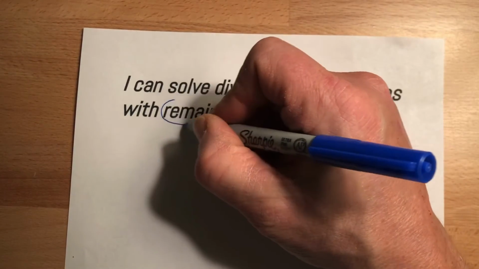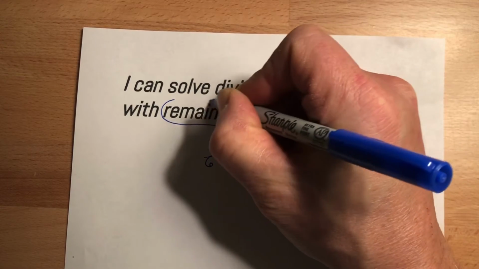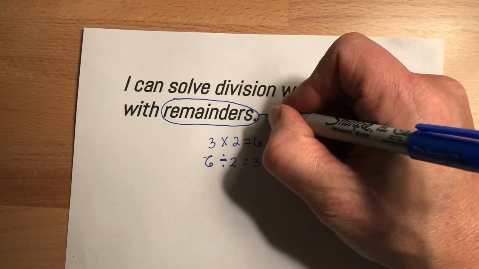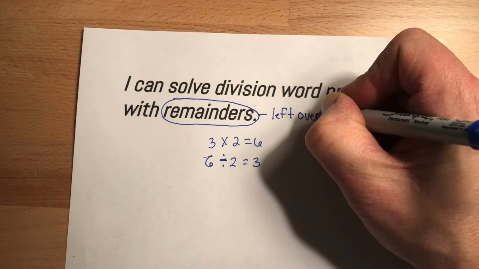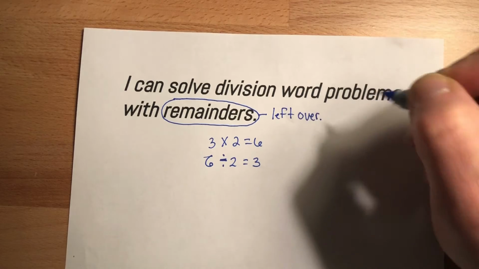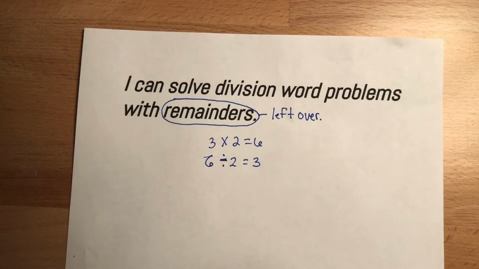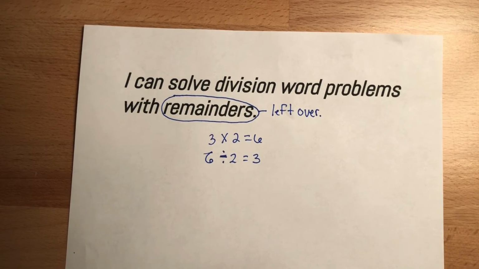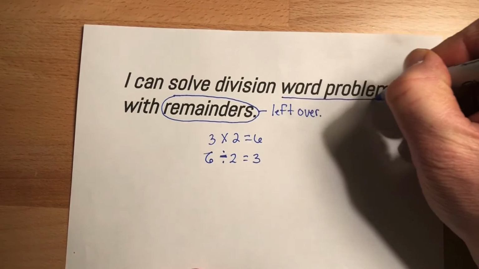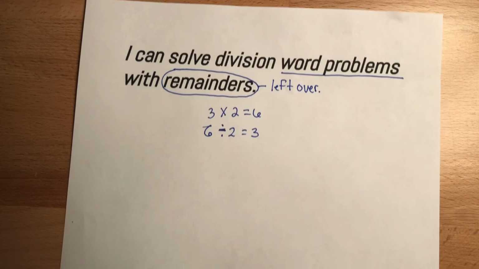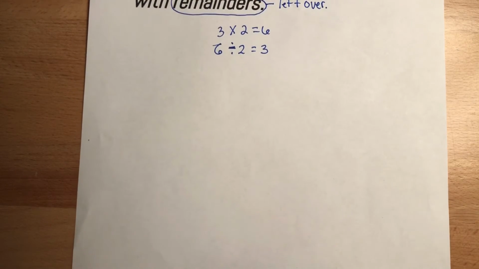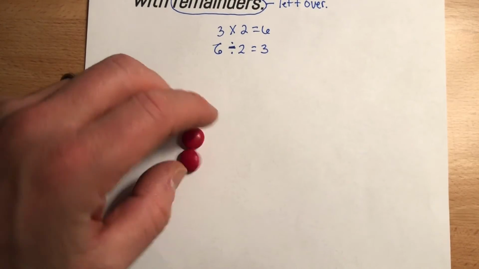The new word here that we see is remainders. A remainder is something that's left over. So, leftovers. Word problems are obviously something that we've been dealing with all year, math problems that are written out as words. So we'll get to that too.